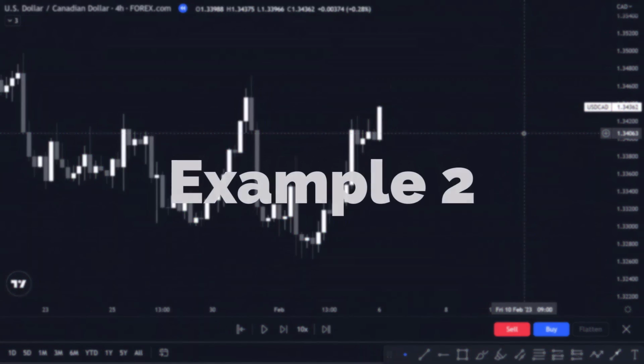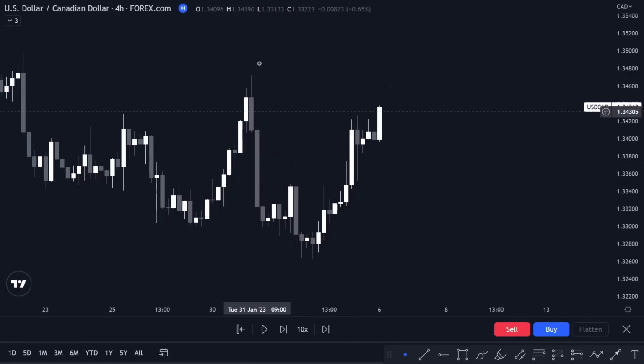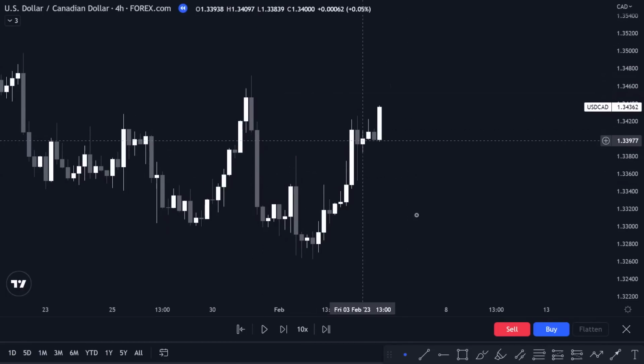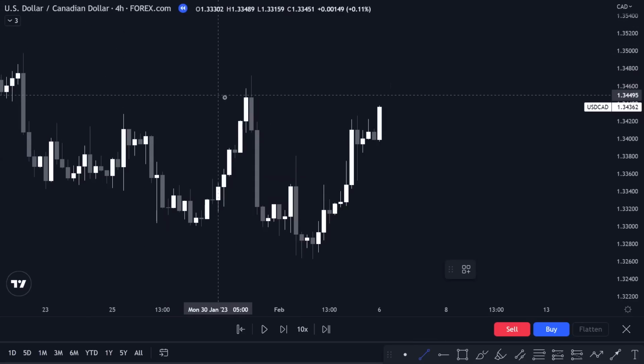So this is the second example. This pair especially gives me a lot of opportunities, a lot of 4 hour liquidity sweeps. So this one for me is one of the best pairs for this strategy, the USD CAD.